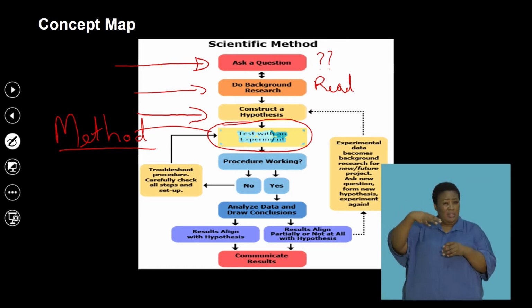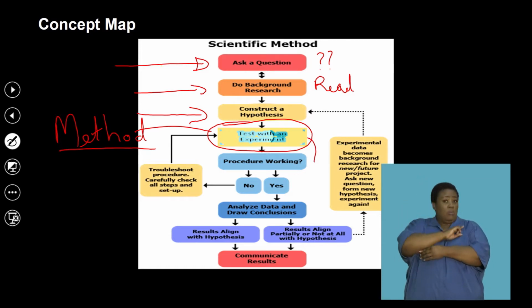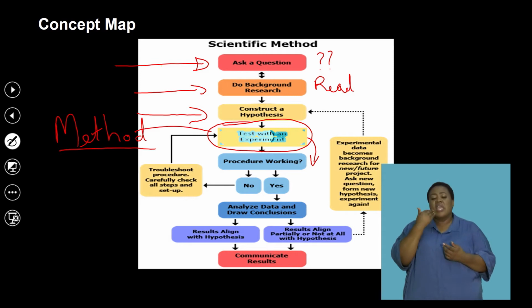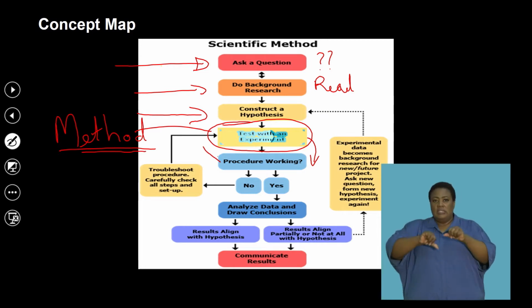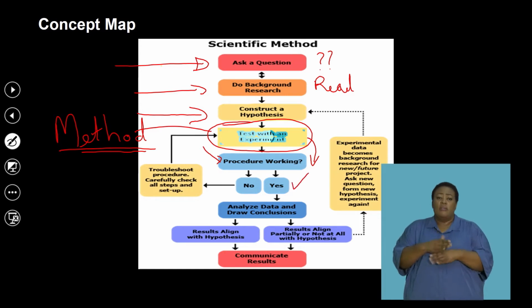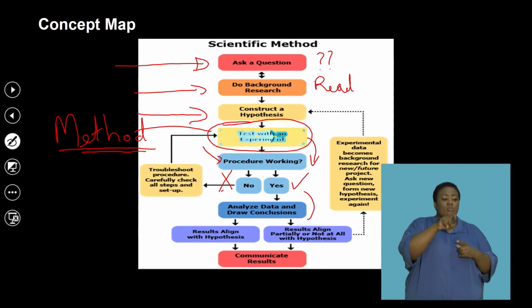The next step would be, let's see if that method actually produces results. Has that procedure worked? So we conduct an investigation using a scientific method, and then we look at whether that has worked. There are two possibilities: yes, it has, or no, it hasn't. If it has, we've got to analyze the data, and we've got to use the data that we've generated from that experiment to draw a conclusion.